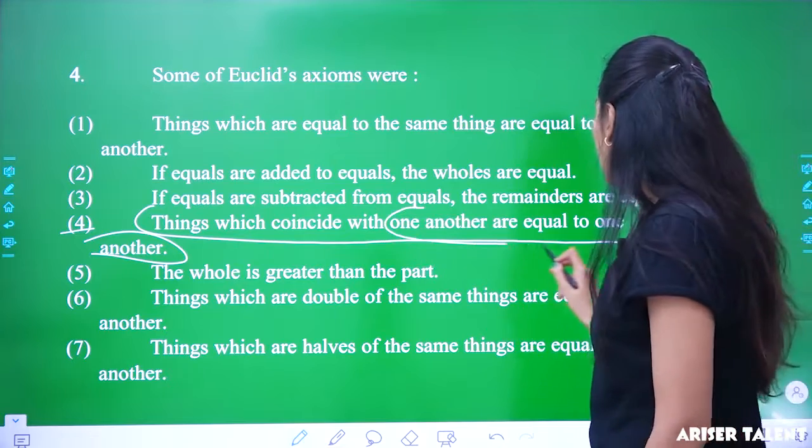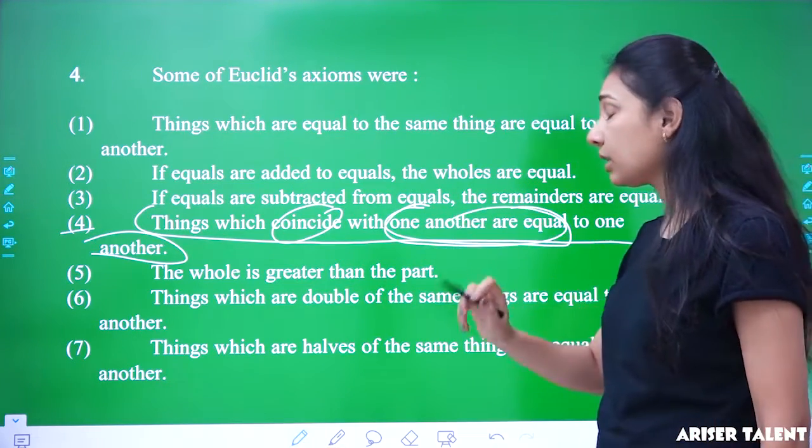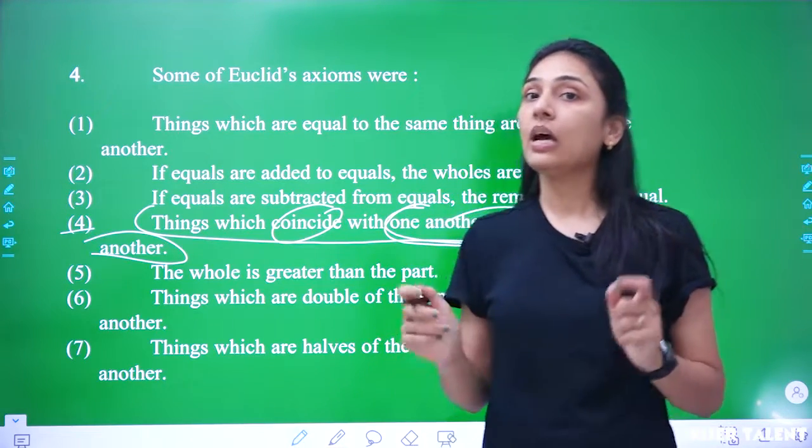Things which coincide with one another are equal to one another. That means this hand is equal to this hand.